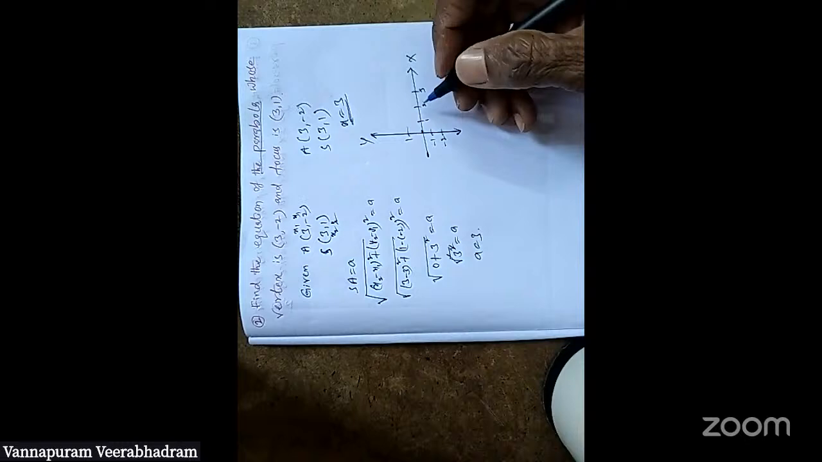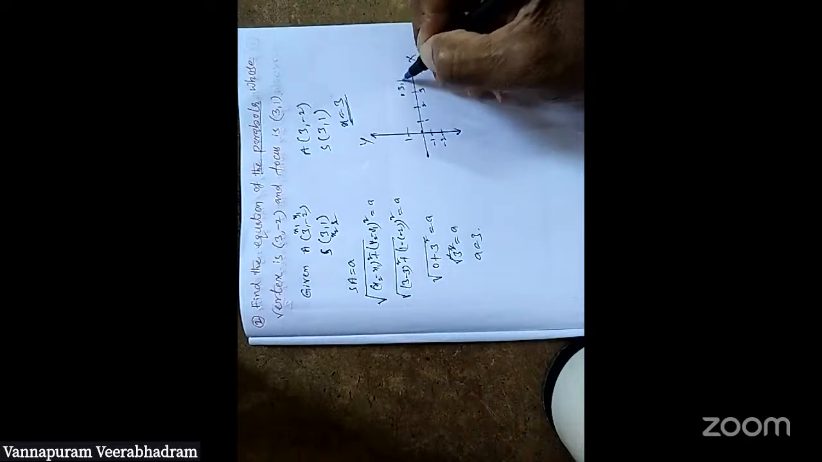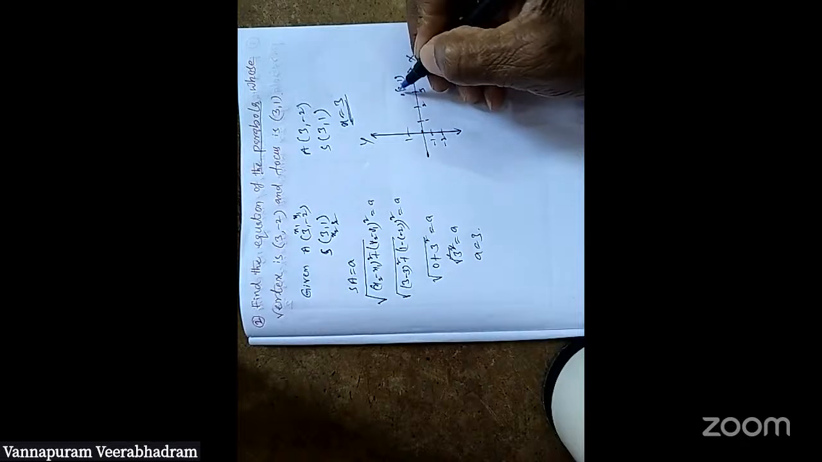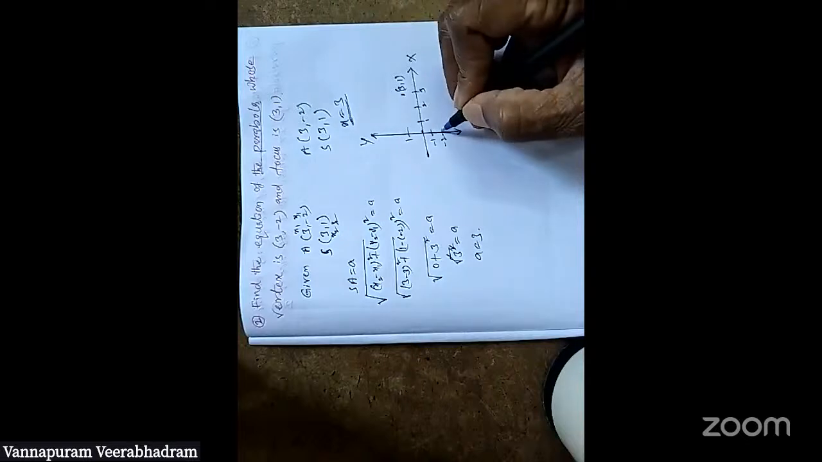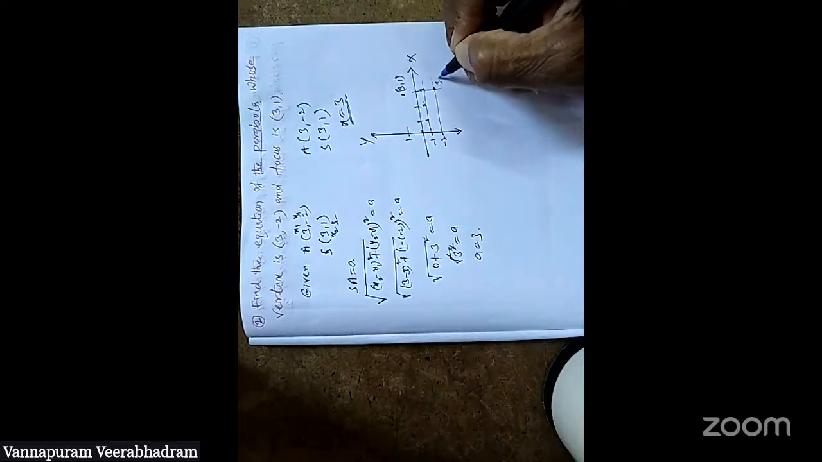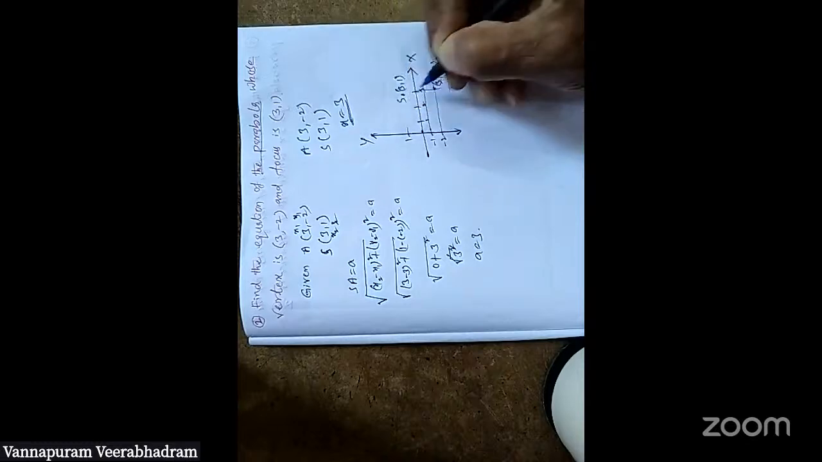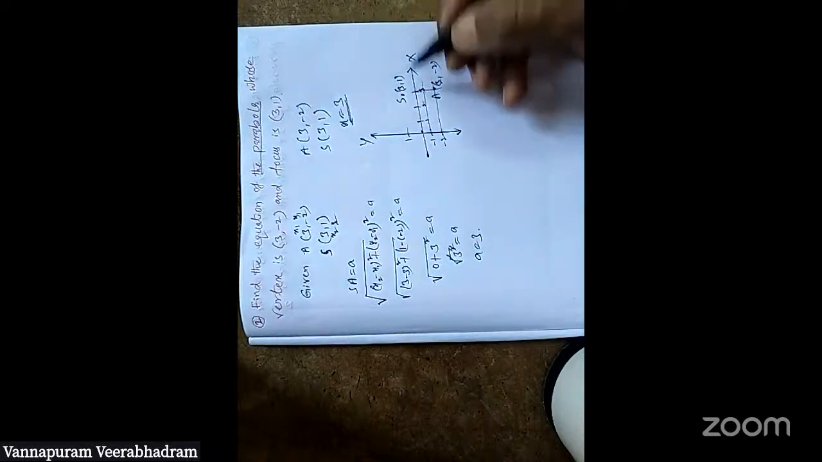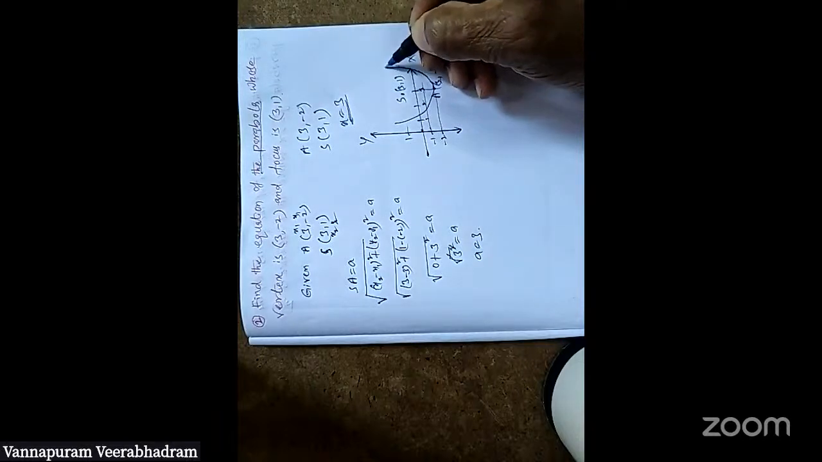So now plot the points, that is 3 comma 1. You will get here 3 comma 1, this is focus and vertex 3 comma minus 2. So we will get here 3 comma minus 2. So this is focus, yes, and this is vertex. So therefore the parabola will be like this one, which passes through the vertex. Okay.